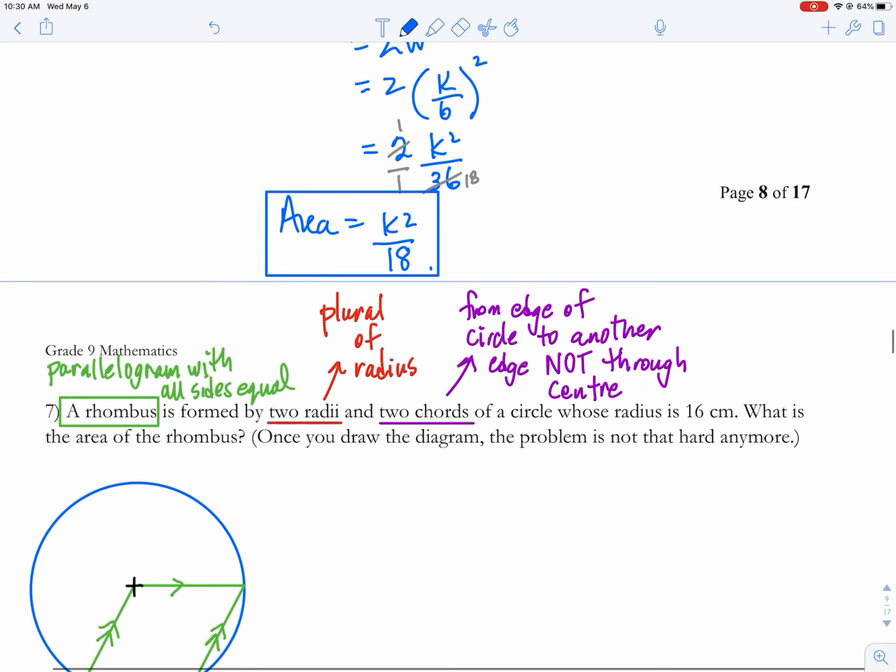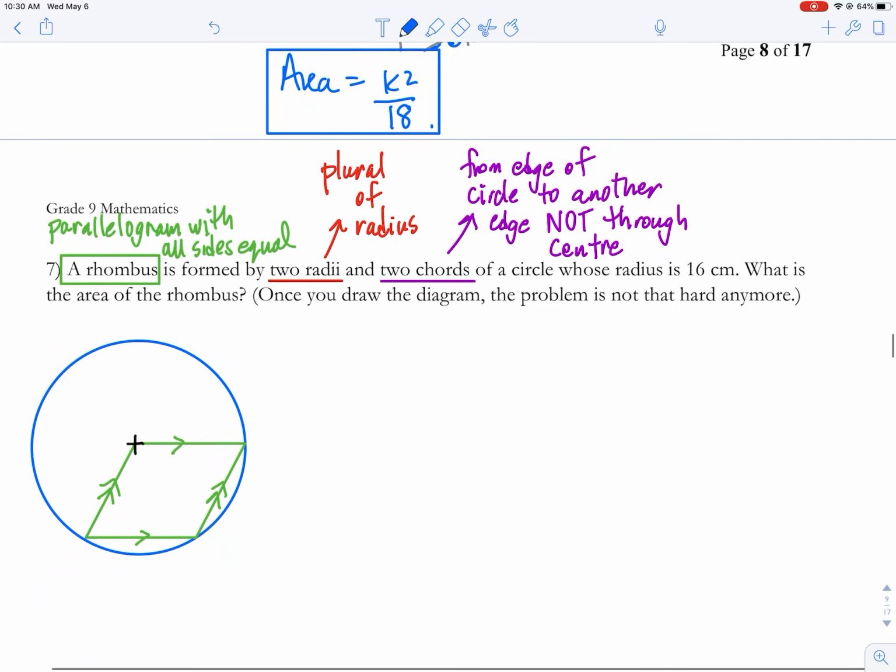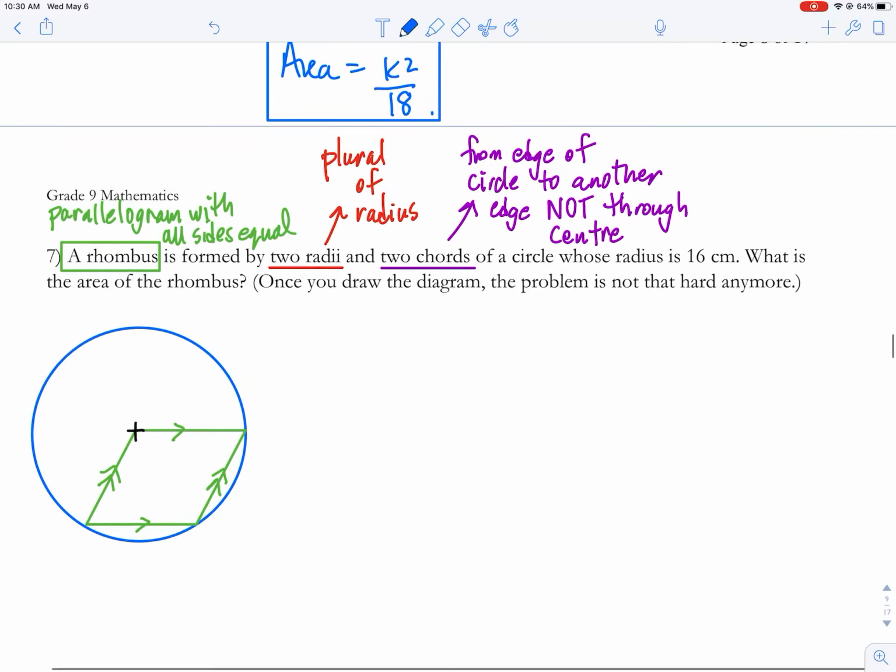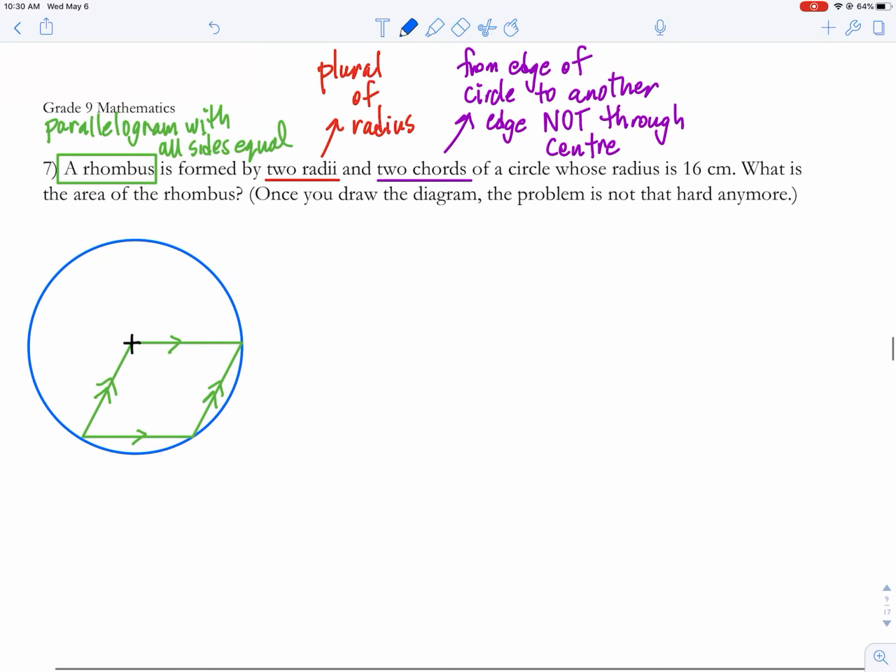For the next, and I believe the last one. Yeah, it's the last one. Okay, we have a rhombus. A rhombus is a parallelogram with all sides equal. It's like you had a square and you pushed it over, but its bottom didn't move.